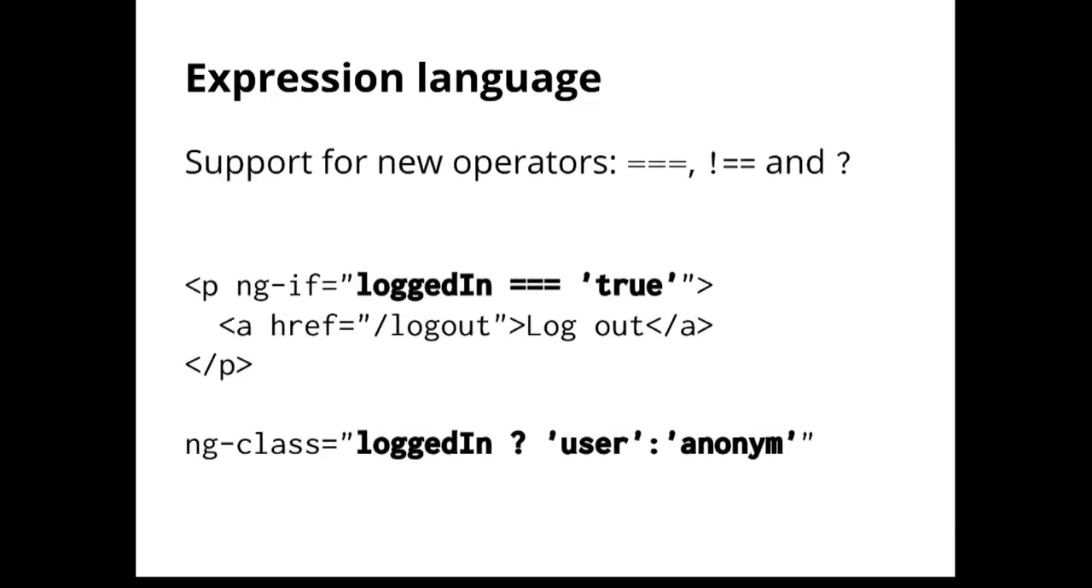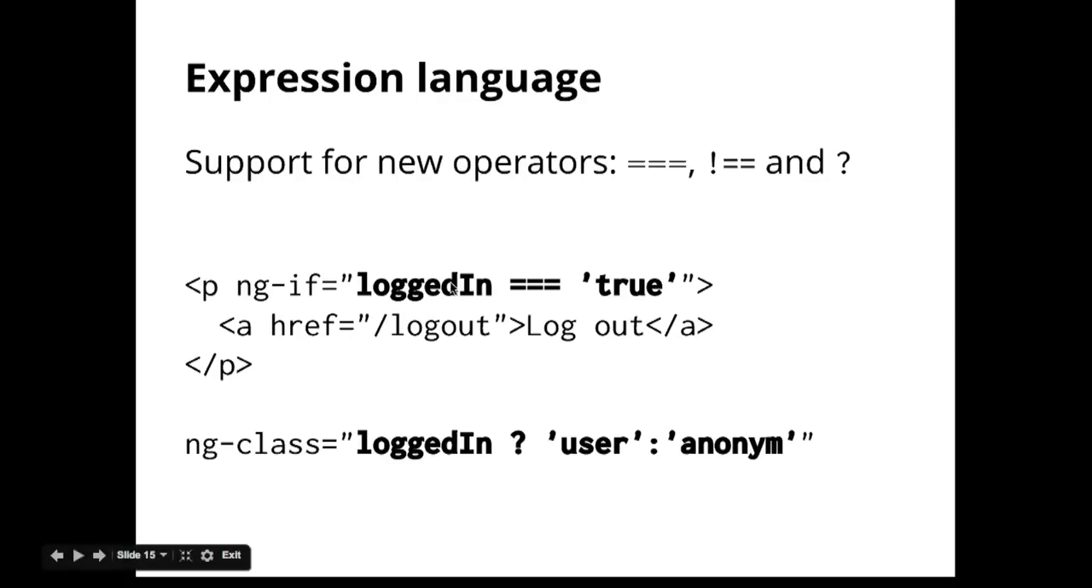All right, so we've got this expression language in Angular that lets you do some powerful JavaScript-like things inside your templates. It's not quite JavaScript, and it's not complete, so we've added a couple of things. We are adding three operators: strict equality, strict non-equality, and a ternary operator. This allows you to write expressions that are a little more precise than what you could do before.